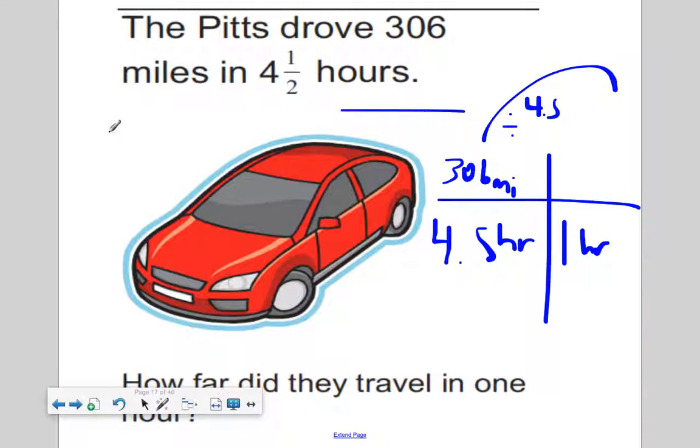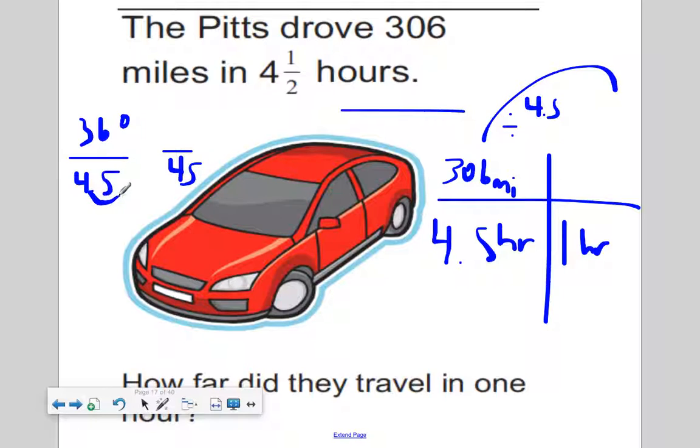So we have 360. We're dividing by 4.5. Again, for those who forgot how to divide by decimals, I do not like working with decimals when I divide. So I need to turn this 4.5 into a whole number. I move the decimal 1 over, that's 45.